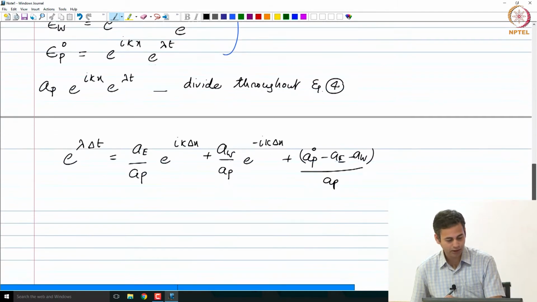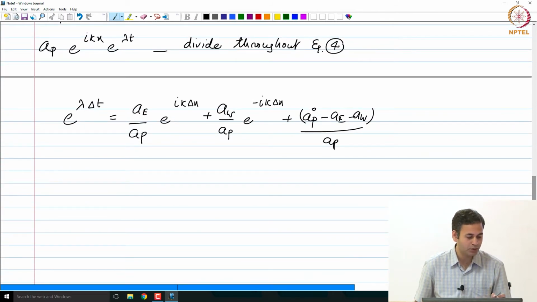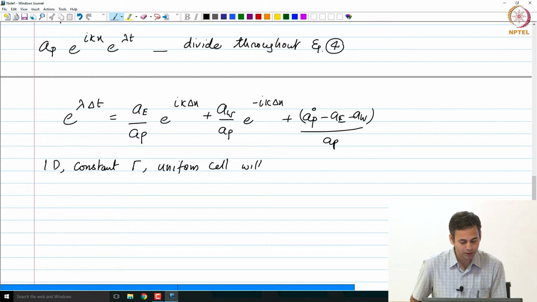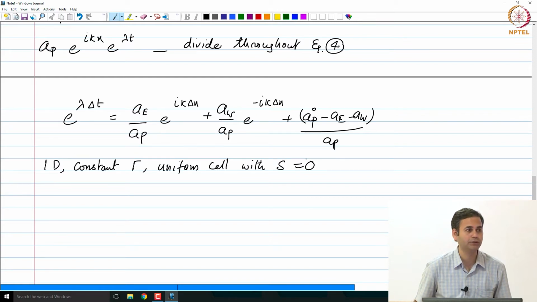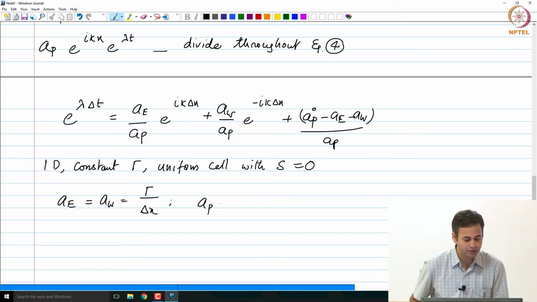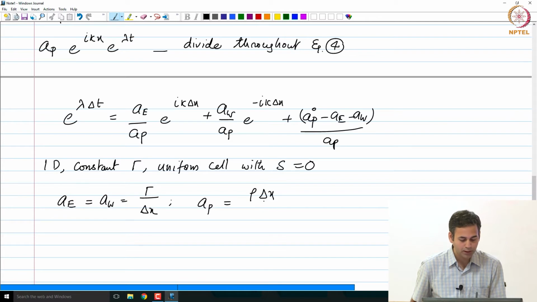Okay. Now, what we would like to do is we also realize that this is basically a one dimensional constant gamma and uniform cells, right, with source term equal to 0, right. Those are the assumptions we have made in order to analyze this thing. So, in that context, what is your a_E? a_E and a_W are equal to gamma upon delta x, and a_P is how much? Rho delta v by delta t. So, this will come out to be rho delta x upon delta t.